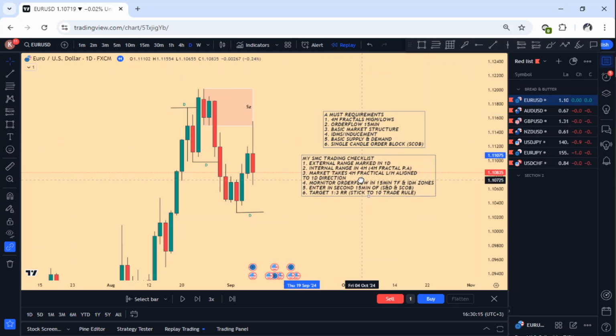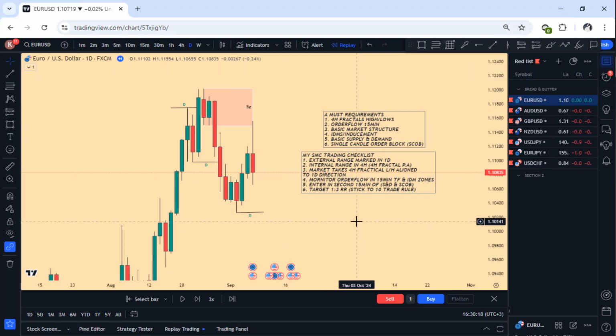Now I always have my checklist that I go through to ensure that I don't mess up so much, because in trading you put on your own rules, and if you don't put your own rules you will end up messing up. So in most occasions I use this checklist. We check for external range marked in 1 day, we check internal range in 4 hours. More so, we study the 4-hour fractal price action, and then we study the market. We wait for the market to take the 4-hour fractal low or high that aligns to the 1-day direction that we trade.